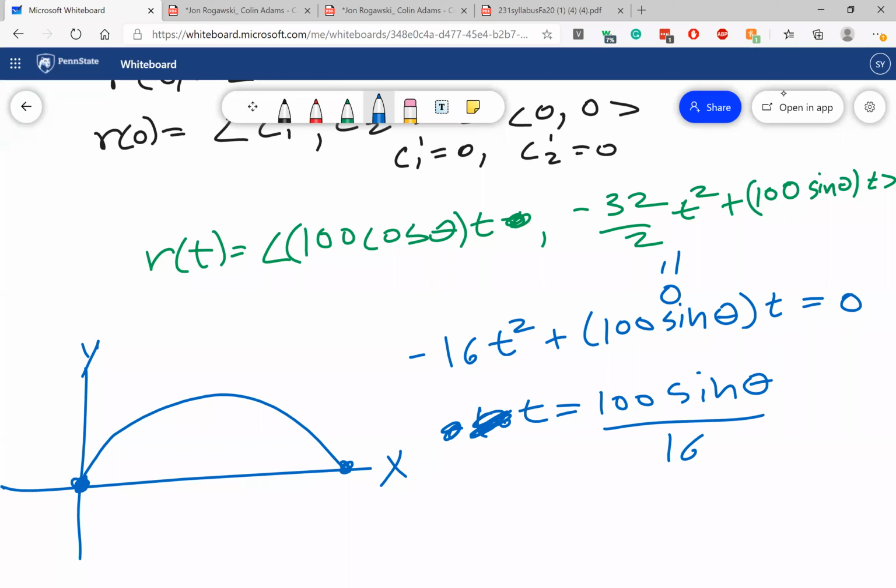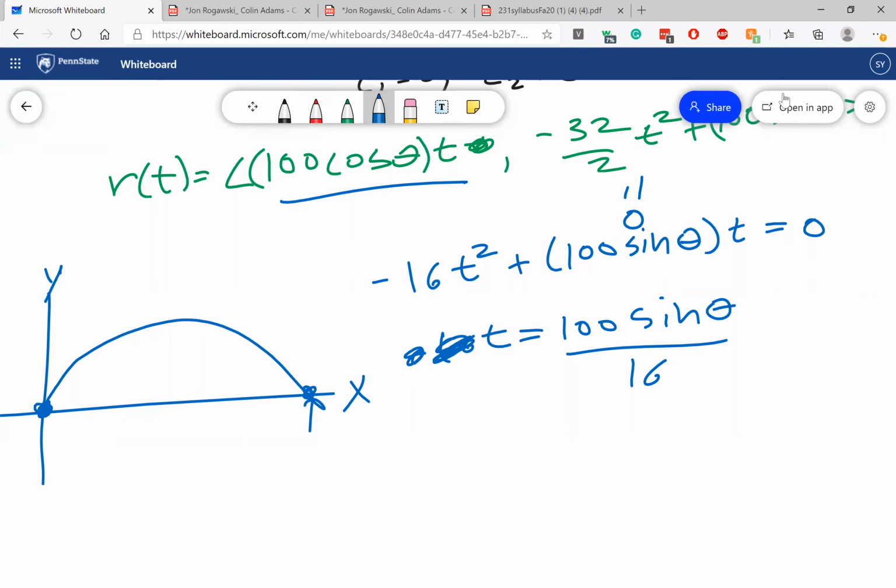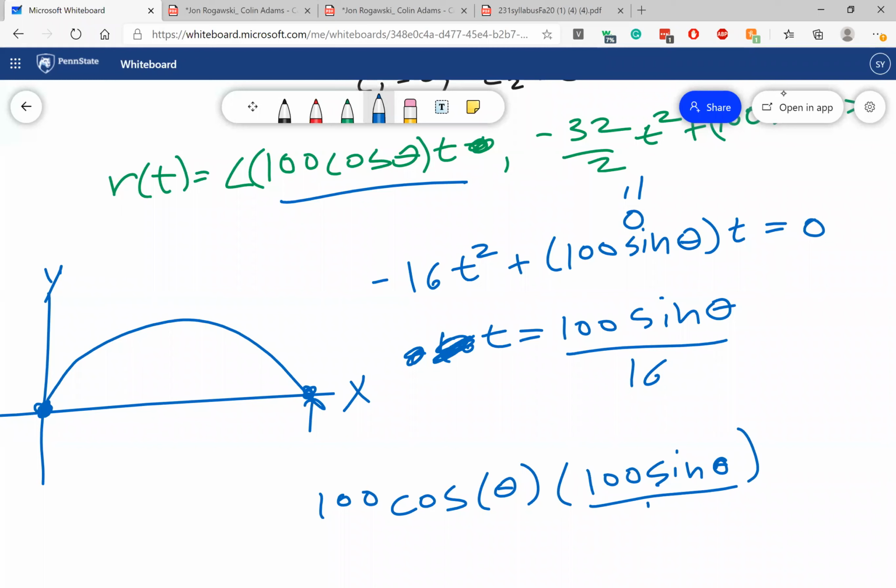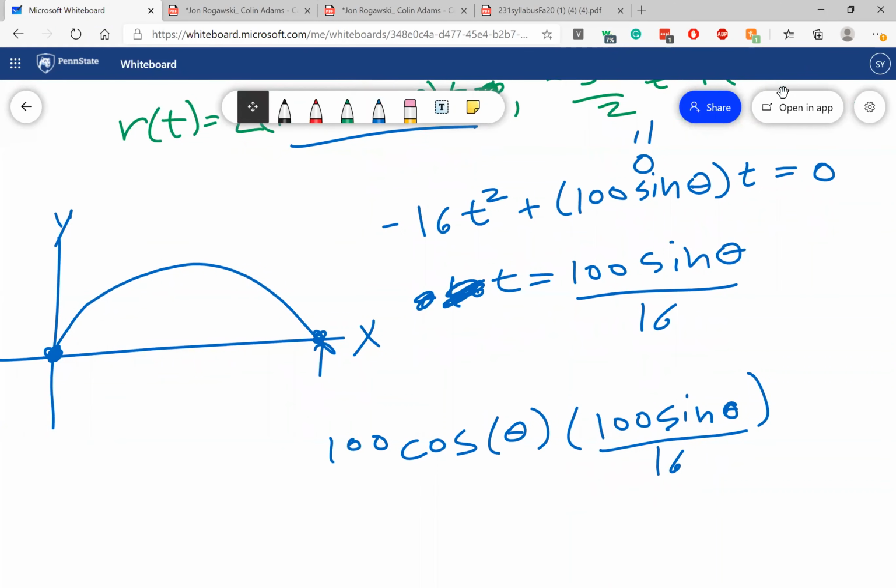So now if I want to find the place where we land, if I want to find the x coordinate, then I can use this equation over here, plug this for t in there, and I will get that my x coordinate is 100 cosine of this angle times t, which is equal to this, which is equal to 100 sine of this angle over 16. Okay, and that's it.